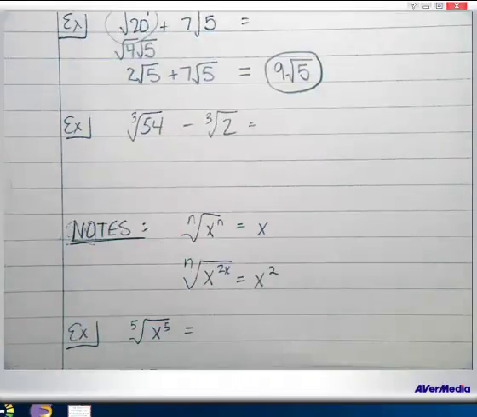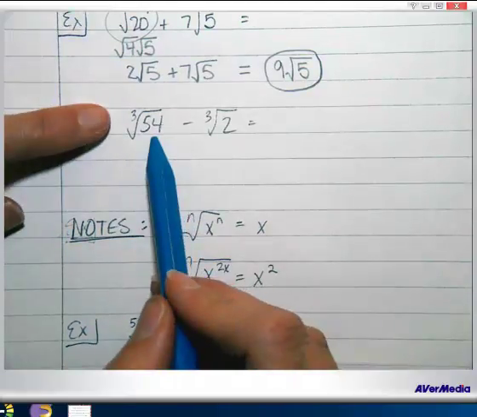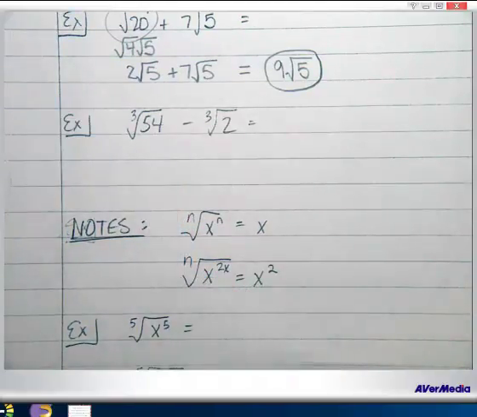Now I'm jumping into cube roots. We could do this with 4th roots or 5th roots too. Try to simplify the cube root of 54. What would I look for? Cody? Okay, we want to look for the cube root numbers, right?